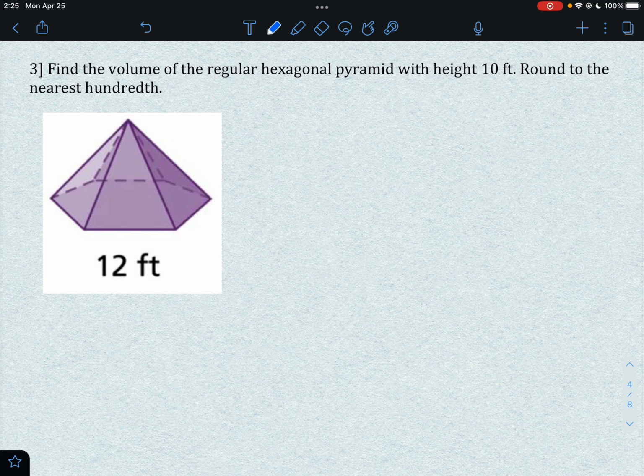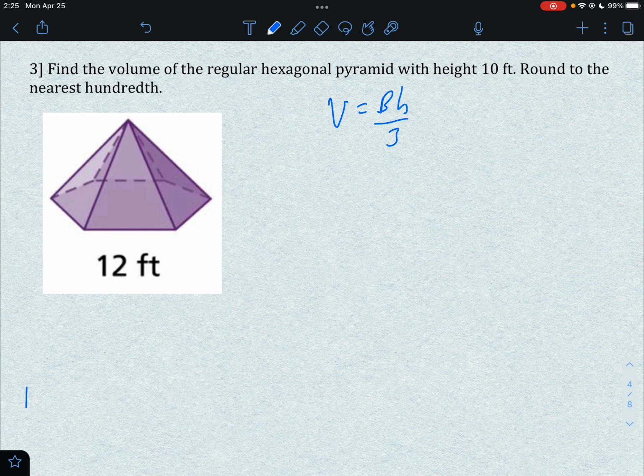Number 3, find the volume of the regular hexagonal pyramid with height 10, round to the nearest hundredth. So our volume formula, once again, is BH over 3. We already have h is 10. Now we got to find the area of the base. So remember, the area of the base here is going to be apothem times perimeter over 2. The perimeter we already know, since there's 6 sides and they're all 12, the perimeter is 72. But we don't know the apothem.